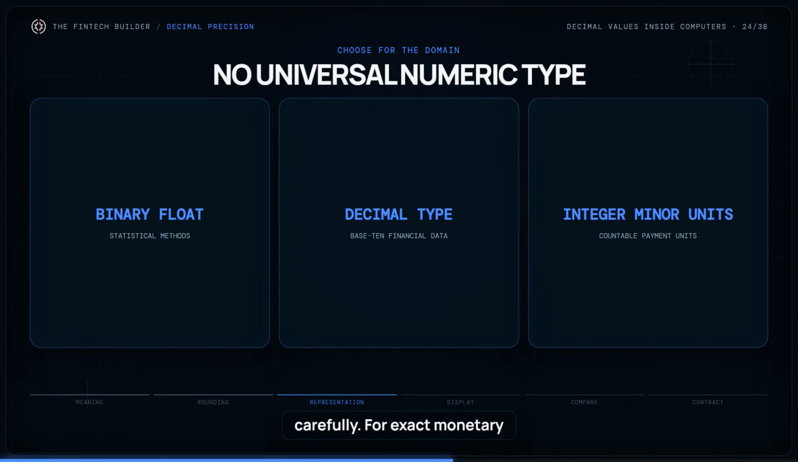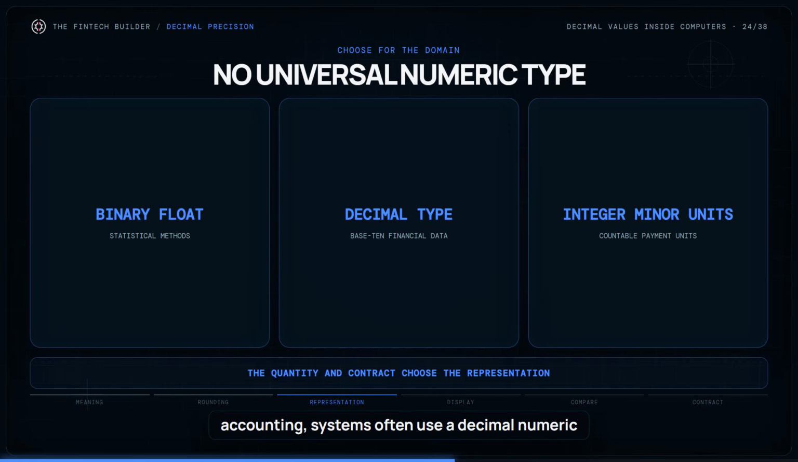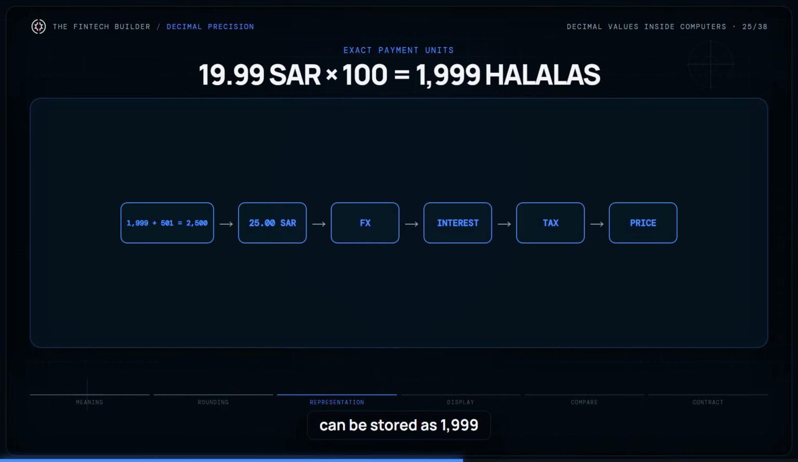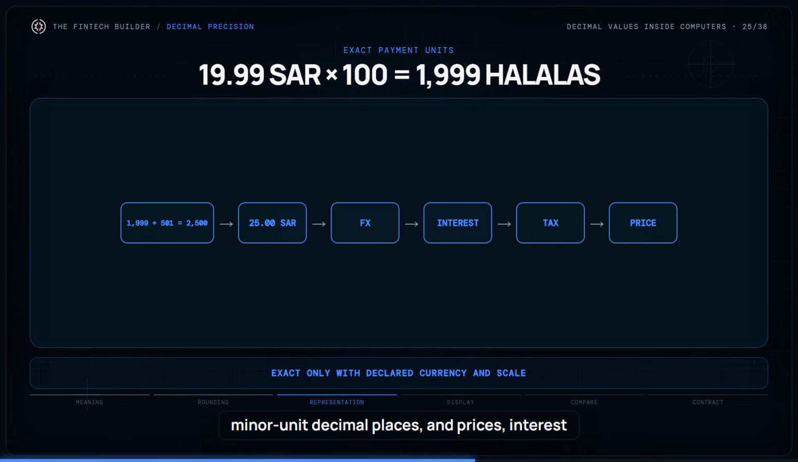For exact monetary accounting, systems often use a decimal numeric type or integer minor units. For example, 19.99 riyals can be stored as 1,999 halalas. Integer arithmetic can then preserve exact minor unit amounts, but this approach still needs a declared currency and scale. Not every currency uses 2 minor unit decimal places, and prices, interest rates, exchange rates, tax rates, and cryptocurrency quantities may require more precision than payment amounts.